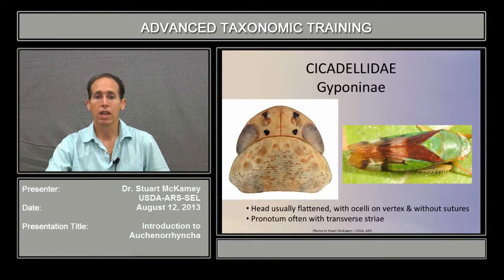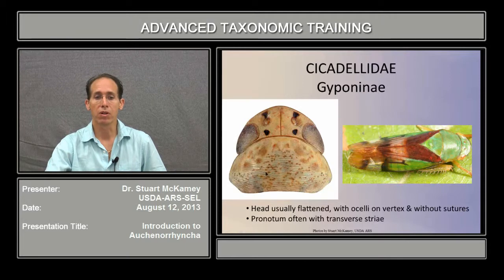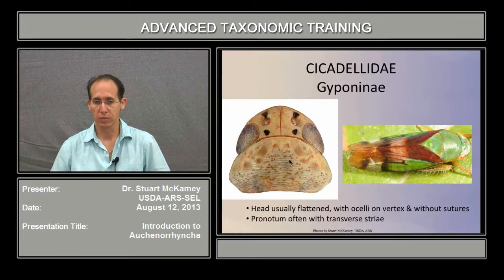The Gyponini, like the Cicadellini, like sharpshooters, have ocelli visible in dorsal view on top of the head. There's some pigmentation here, but there are no sutures that connect them, no sutures coming up from the frontoclypeus that connect to the ocelli. And often on the pronotum, there are striae going across.